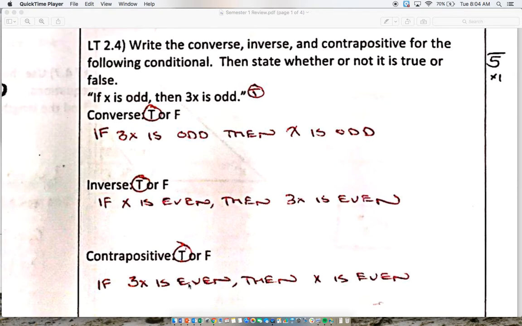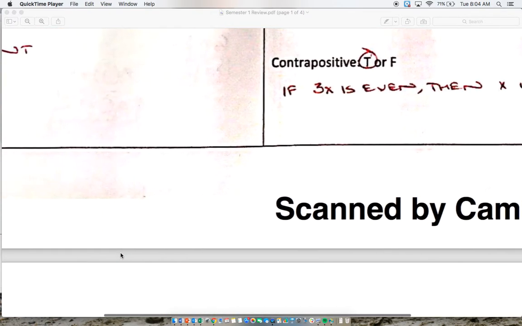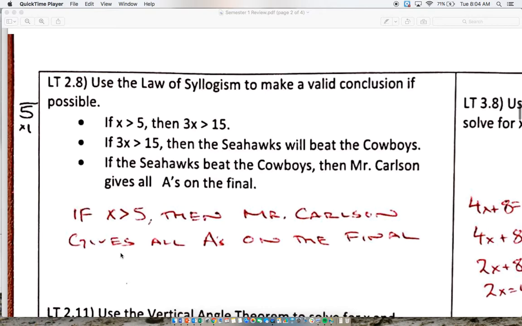And again, this is a little bit weird for me to think about, but I know that the original conditional is true, and the conditional and the contrapositive both have to be the same, always. So if this original one were true, then the contrapositive is also true. All right, moving on to the second section.